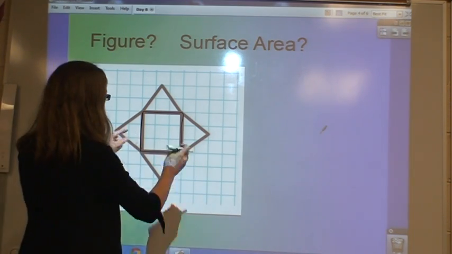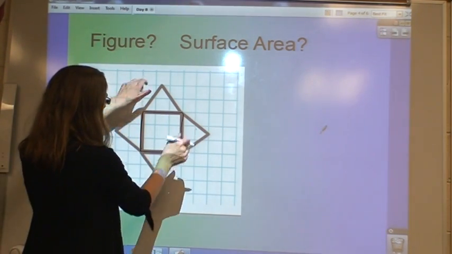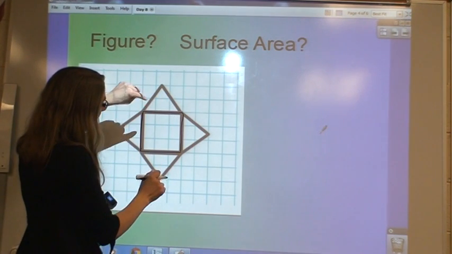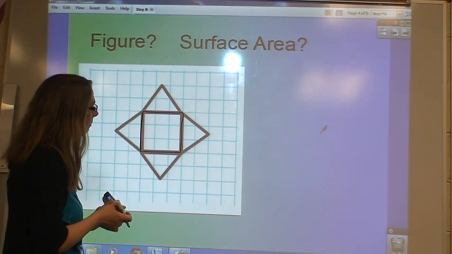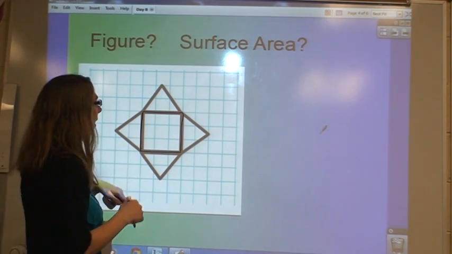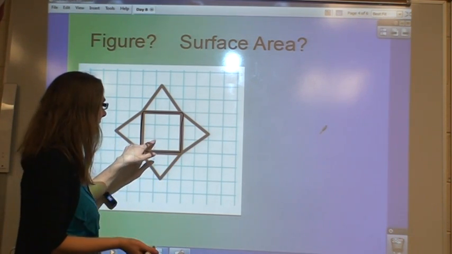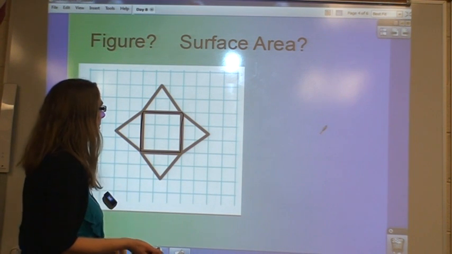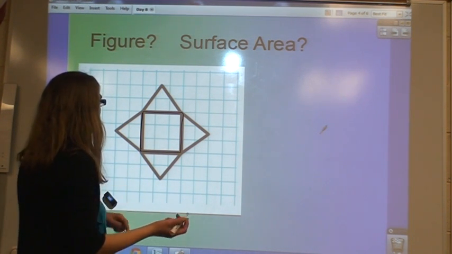So if you think about this being the base, and you take these corners and fold them up, they're going to meet at a point. So what I have is a rectangular pyramid. I know it's a pyramid because it meets at a point. I know it's a rectangular pyramid because its base is a rectangle, or in this case a square. So I'm going to go ahead and find surface area.